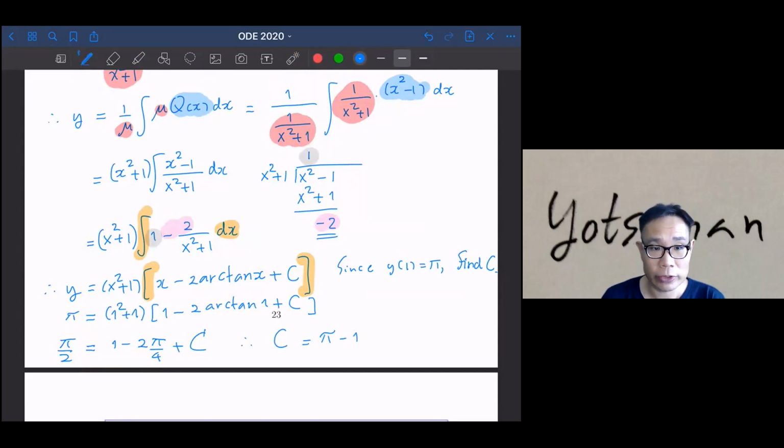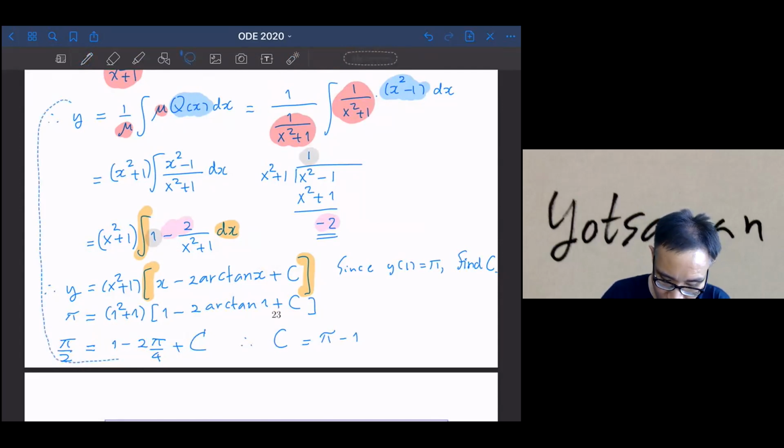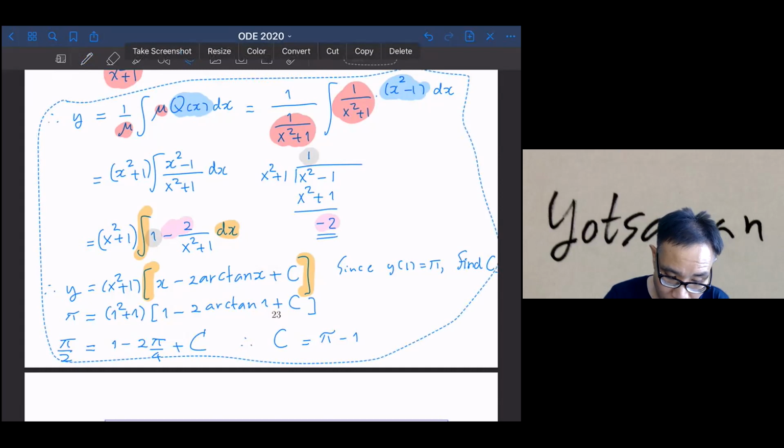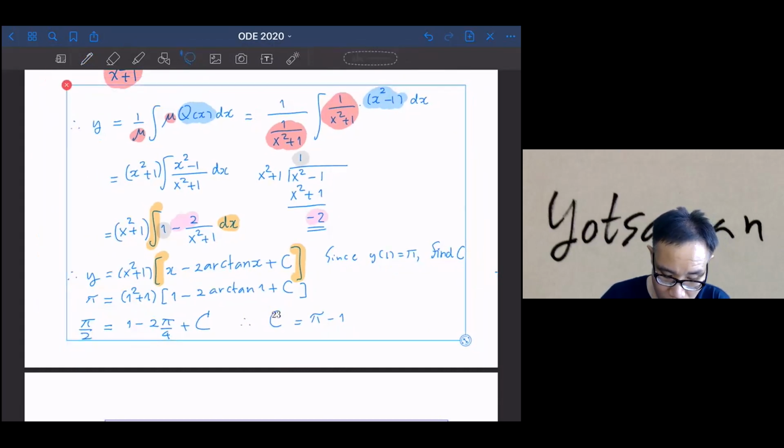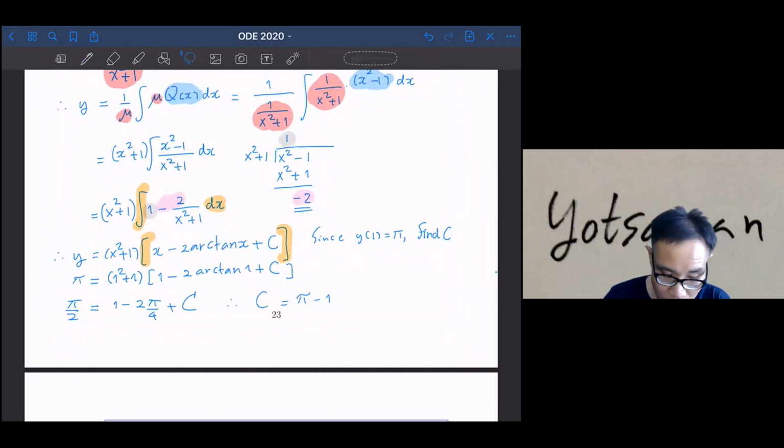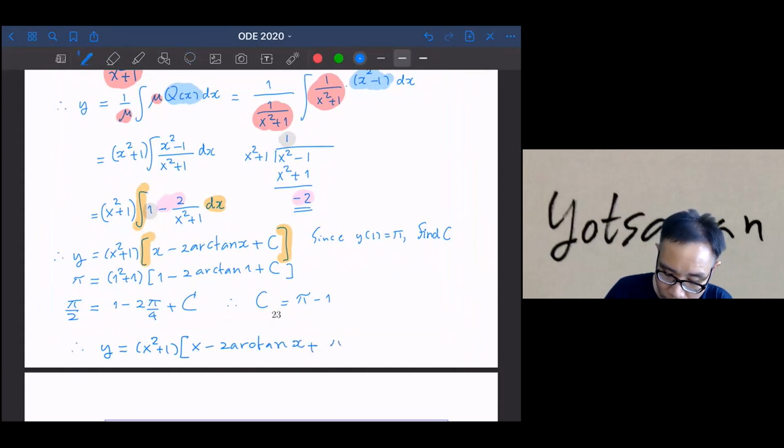That will be your c for the particular solution. So let me move the whole thing up a little bit so I can write down the particular solution. The particular solution would be y equal to x squared plus 1 multiplied by x minus 2 arctan x plus pi minus 1. So this one is the particular solution.